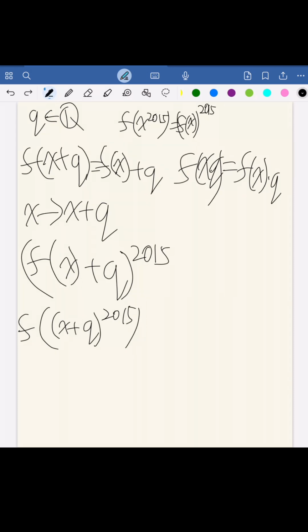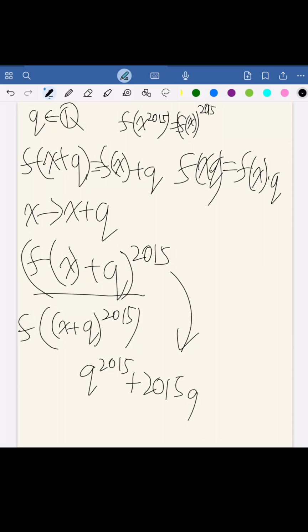How do we utilize that? Well, actually, let's change this up a bit. It's actually q to the 2015 plus 2015 q to the 2014 f of x plus dot dot dot plus, you know what I mean.